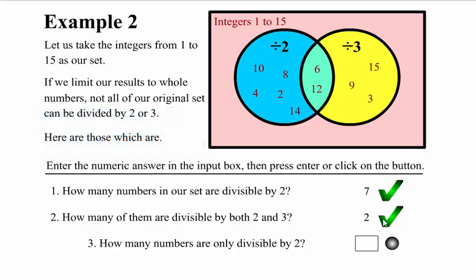Well, this would have to be the difference between these two. There are 7 numbers in the division by 2 group, 2 of which are shared with the 3, and so there are 1, 2, 3, 4, 5 numbers that are only divisible by 2.